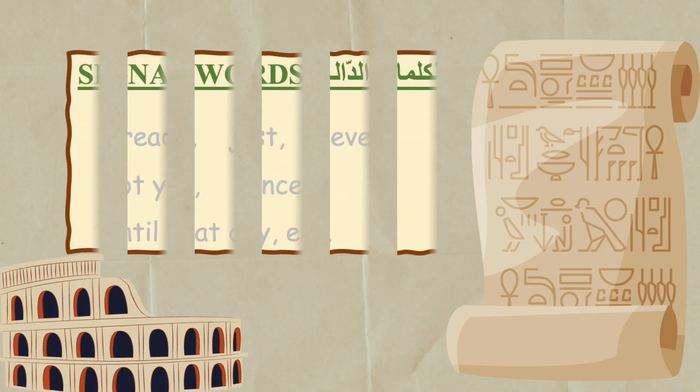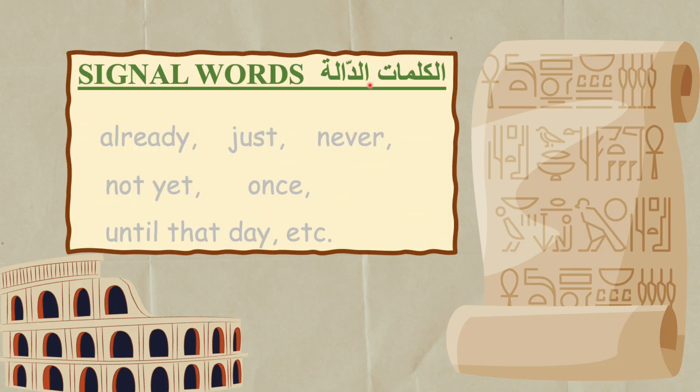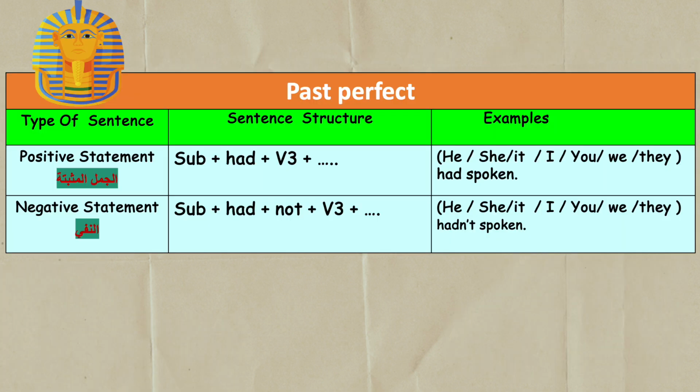Signal words for past perfect. Signal words tell us what tense we have to use. These words are, for example, already, just, ever, not yet, once, until the day, etc. How to form a sentence using the past perfect. The past perfect is formed by using had with the past participle of the main verb with all subjects.